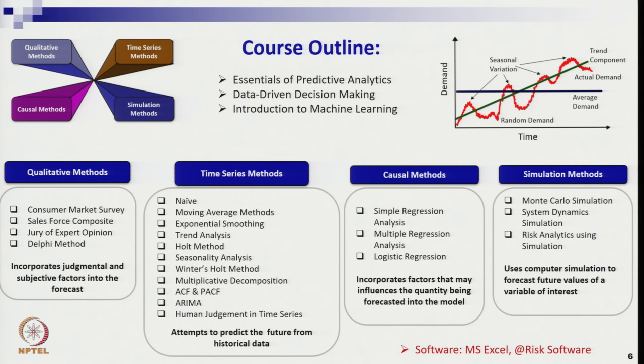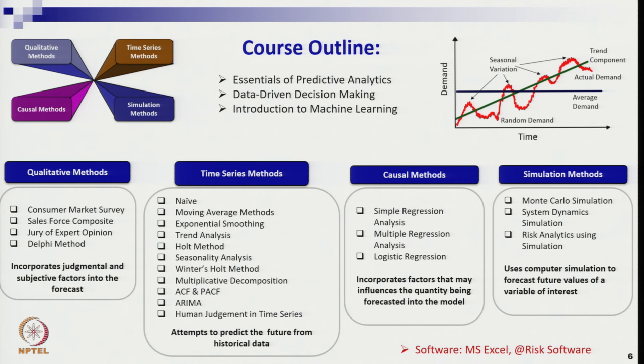So first, we'll study the essentials of predictive analytics, or essentials of business forecasting, and then the different steps of data-driven decision making. We have allotted two sessions on that. From the next class onwards, we will concentrate on that, and then we will discuss the introduction of machine learning as a part of predictive analytics, where we'll cover two aspects, unsupervised learning and supervised learning. As a part of business analytics or business forecasting, you should know the minimum information of machine learning. That we'll cover in one session, after the session on data-driven decision making.